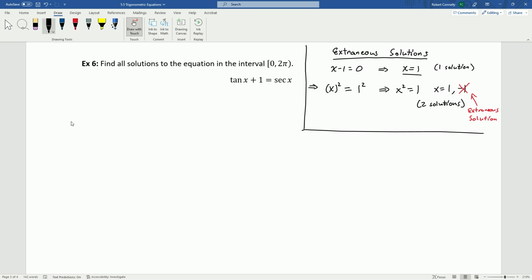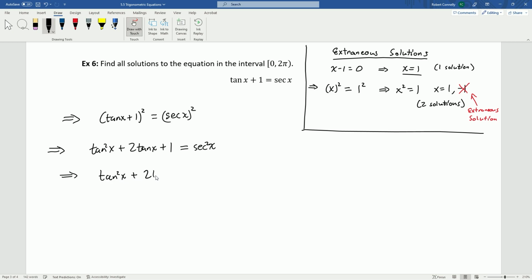So what we're going to do is square both sides of the equation. So we get tangent of x plus 1, squared, equals secant of x, squared. So when we square the left-hand side, we get tangent squared of x plus 2 times tangent of x plus 1 equals secant squared of x. And now I can use my Pythagorean identity here to replace secant squared of x with tangent squared of x plus 1.